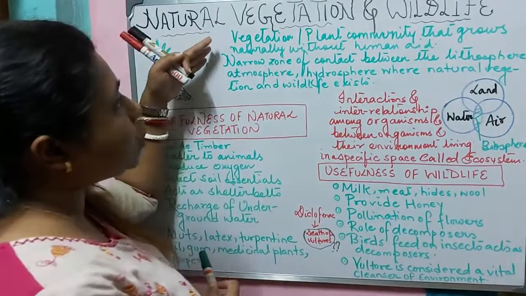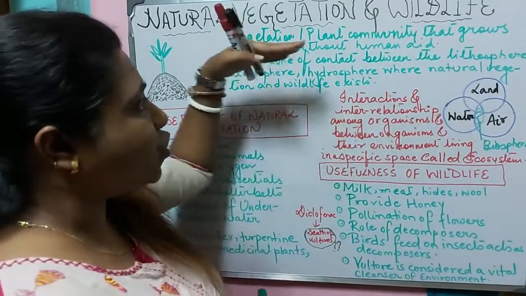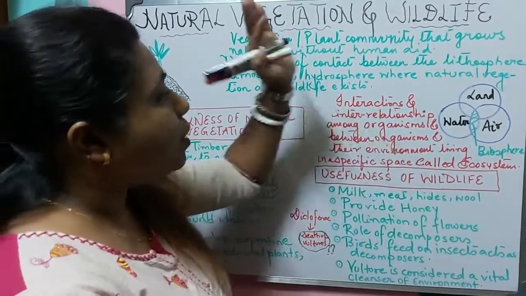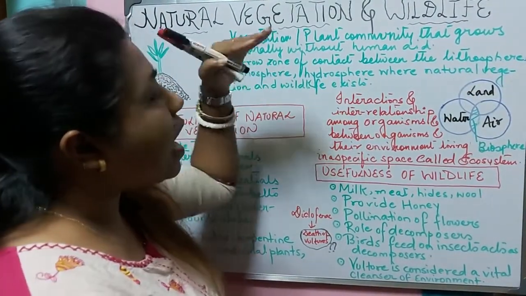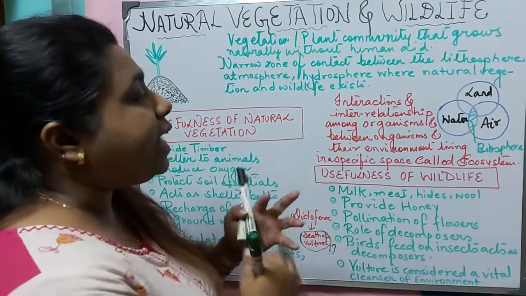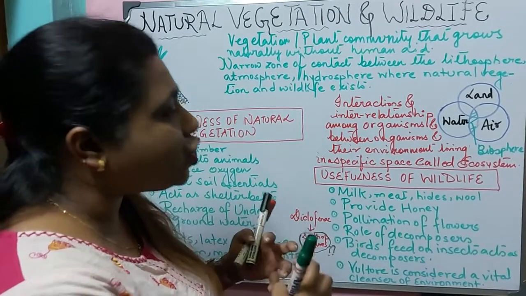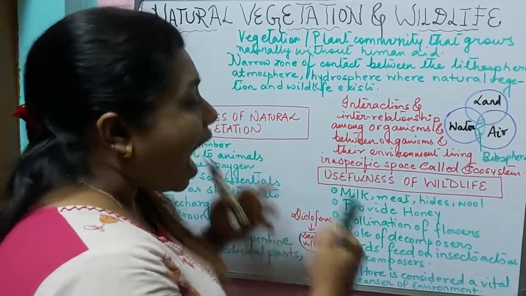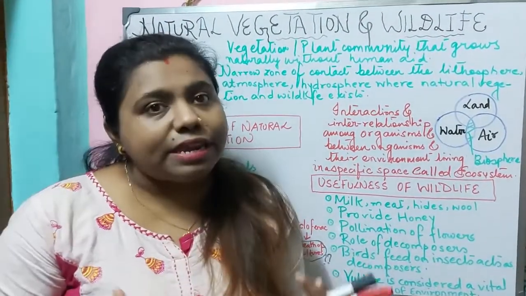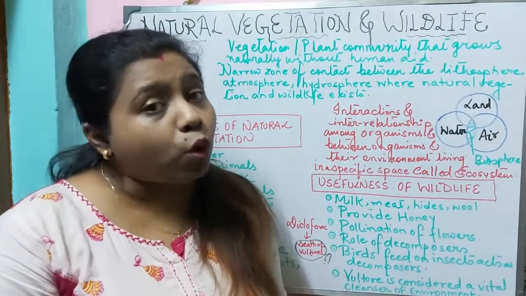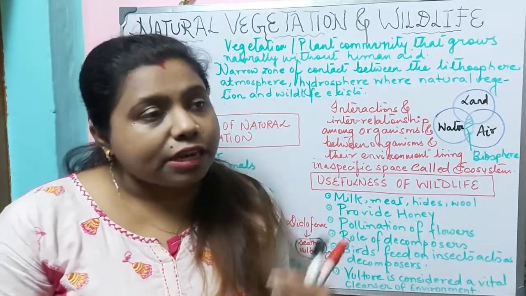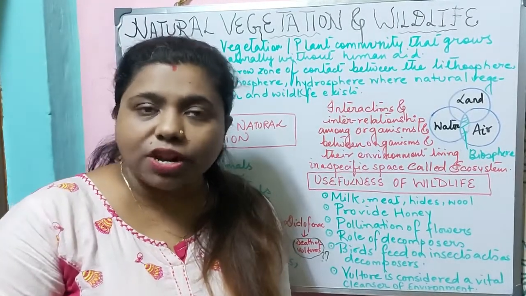So what is natural vegetation? Vegetation or plant community that grows naturally without human aid. They exist in the narrow zone of contact between the lithosphere, atmosphere and hydrosphere, where life can exist, which is known as the biosphere. And we can see there is a system of interaction and interrelationship among organisms and between organisms and their environment living in a specific space, called the ecosystem. Now, natural vegetation and wildlife both provide us with so many things which are very important for life to sustain. Now let us see the usefulness of natural vegetation and wildlife.